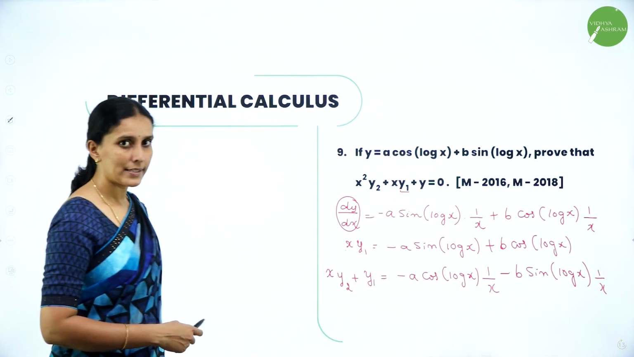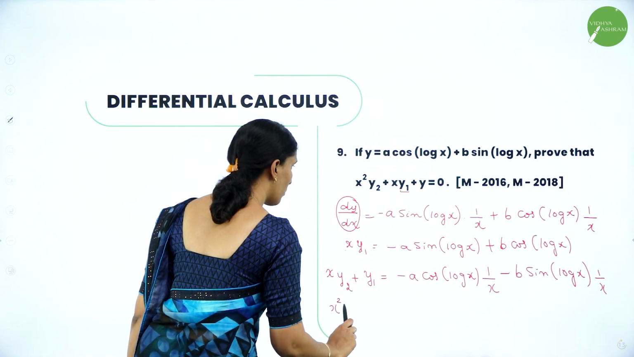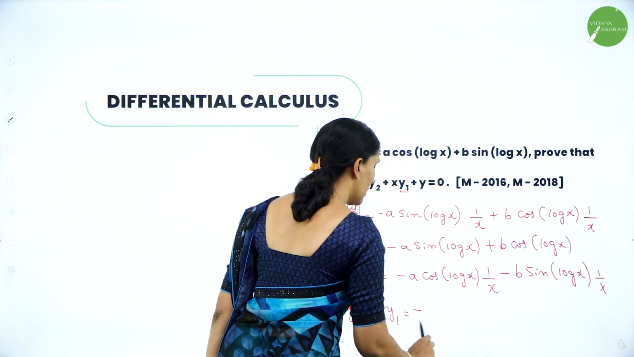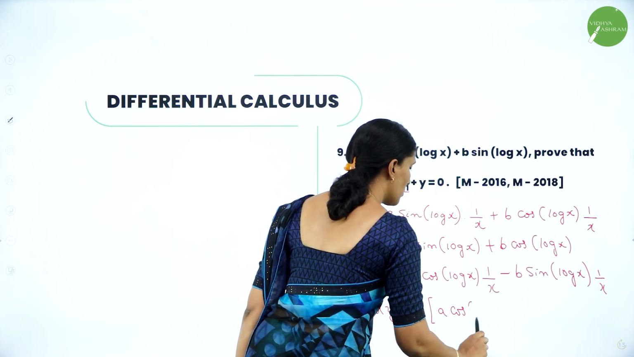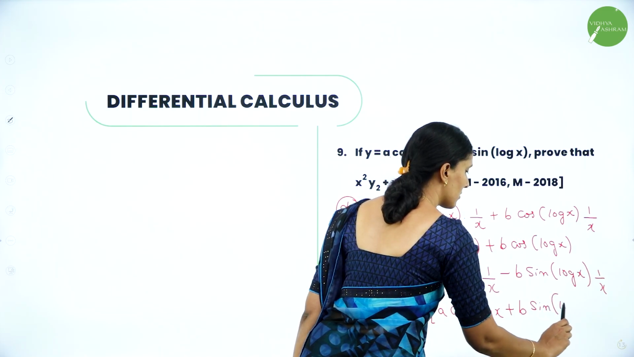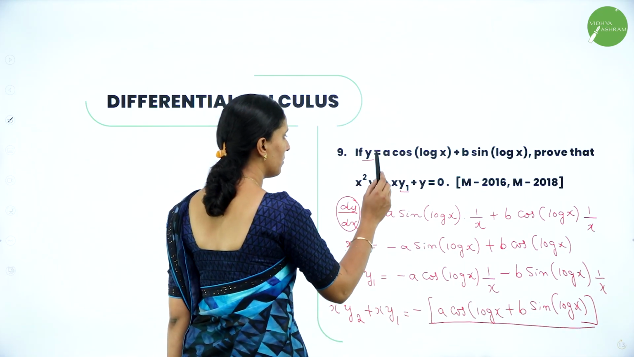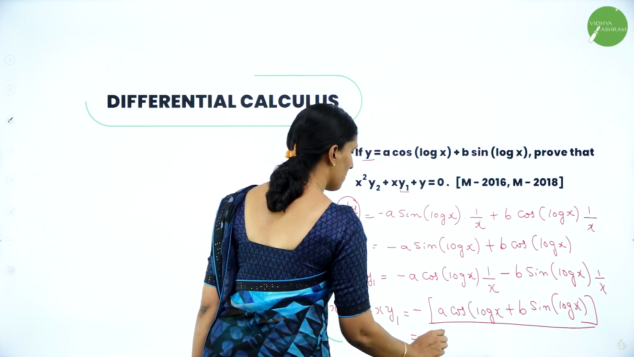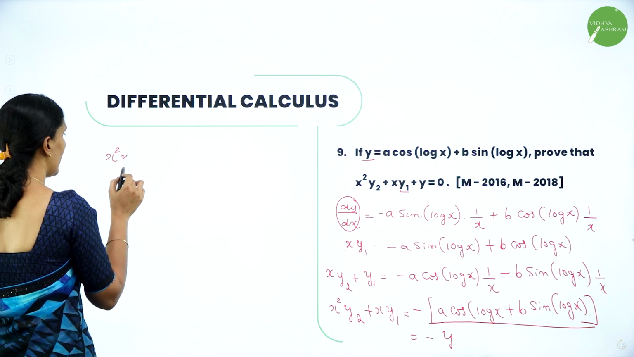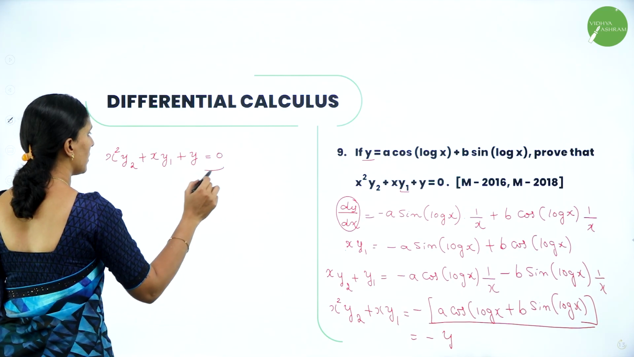Now again to remove x in the denominator, I'll multiply the whole equation by x. So here it will become x square y2 plus x y1. I'll take minus common here. Then it is a cos of log x plus b sin of log x, which can be replaced by y. So this will become minus y, and shifting minus y to the left hand side, we get x square y2 plus x y1 plus y is equal to 0.